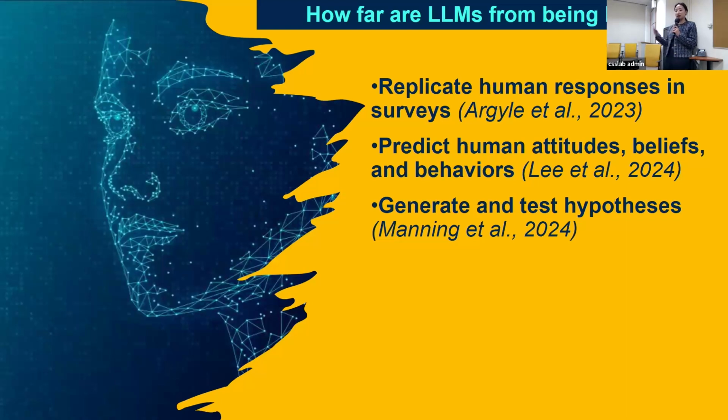And then the other direction is scholars trying to utilize large language models to predict human attitudes, beliefs, and behaviors. This is getting closer to what we're doing, trying to understand to what extent the models are able to capture human insights and generate human attitudes, beliefs, and behaviors that correspond to real-world human actions. And the last one is to utilize large language models to generate and test hypotheses. This is more on the theoretical level, right?